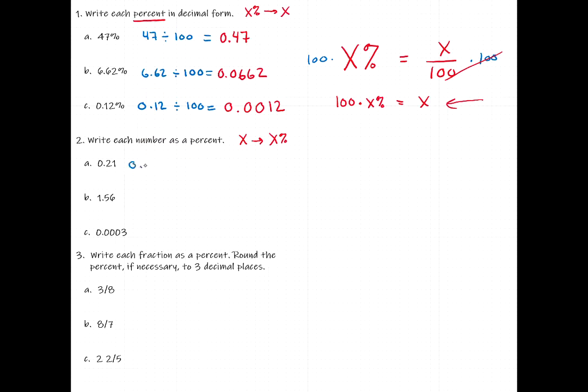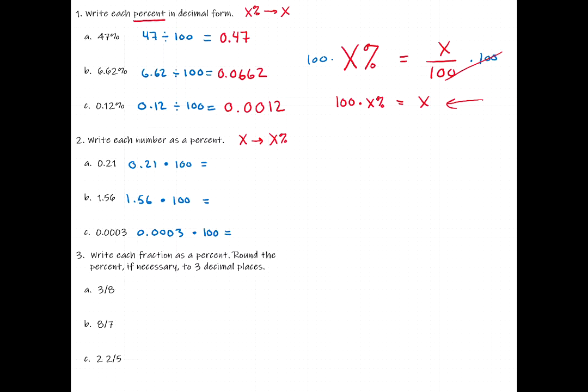So we'll take 0.21 times 100. We'll take 1.56 times 100. We'll take 0.003 times 100.